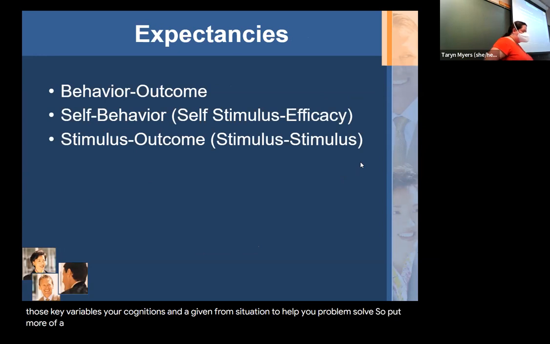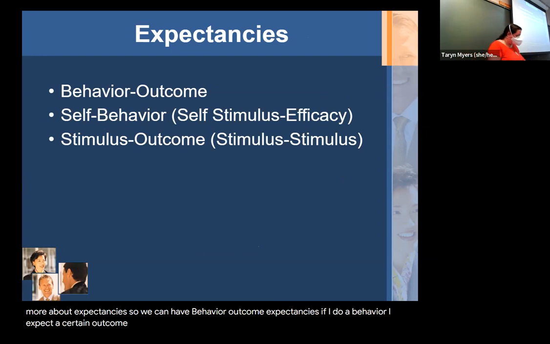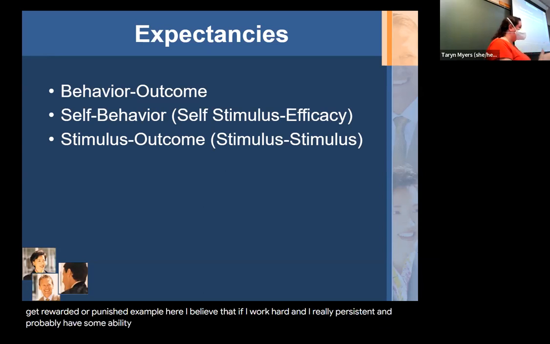So a bit more about expectancies. We can have behavior outcome expectancies. If I do a behavior, I expect a certain outcome. This stems from operant conditioning, right? You do a behavior, you either get rewarded or punished. Example here, I believe that if I work hard and I'm really persistent, and I probably have some ability coming in, I'll get a really good grade in Dr. X's class.